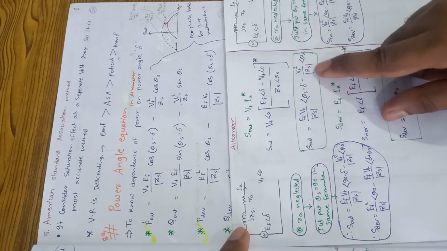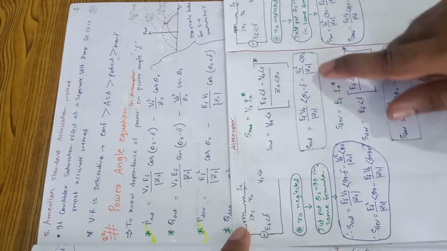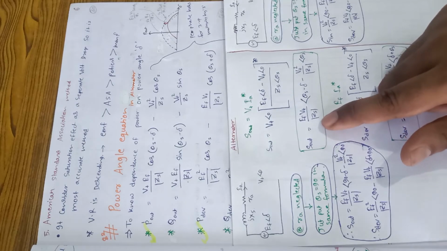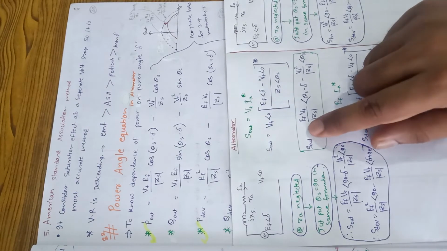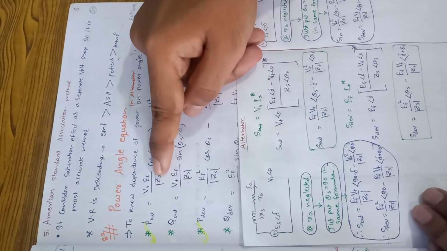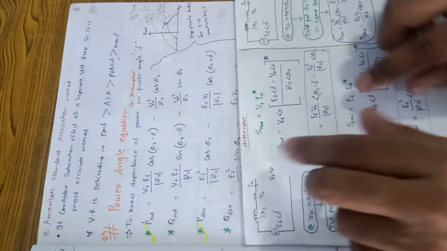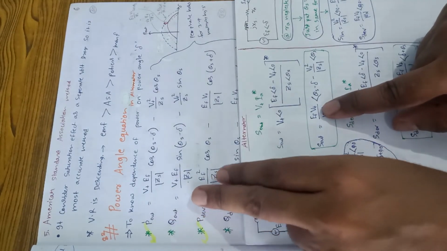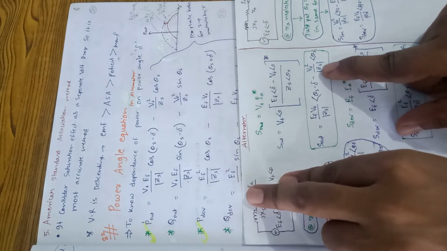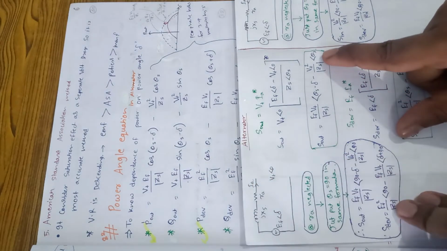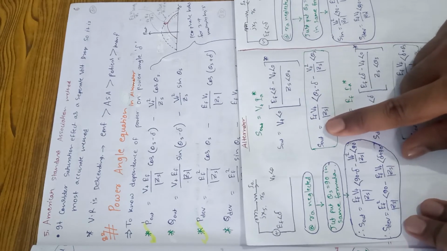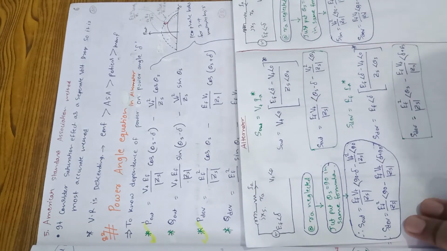After this we can easily get P and Q, the active power and reactive power. We have written P and Q directly in the short notes. P is EF Vt by Zs cos of theta s minus delta, minus Vt square upon Zs cos theta s, and similarly we can put the sign and get Q out.